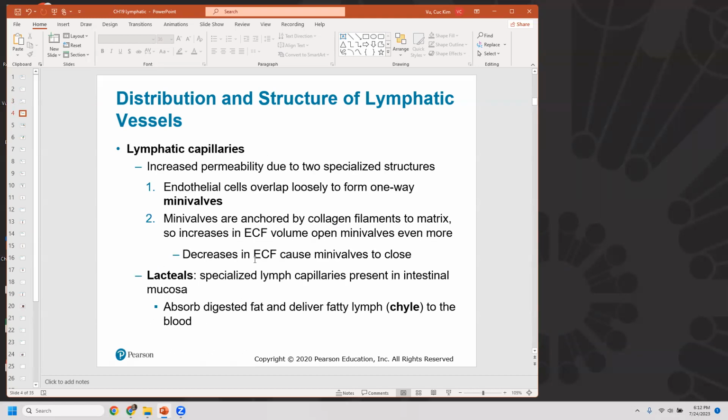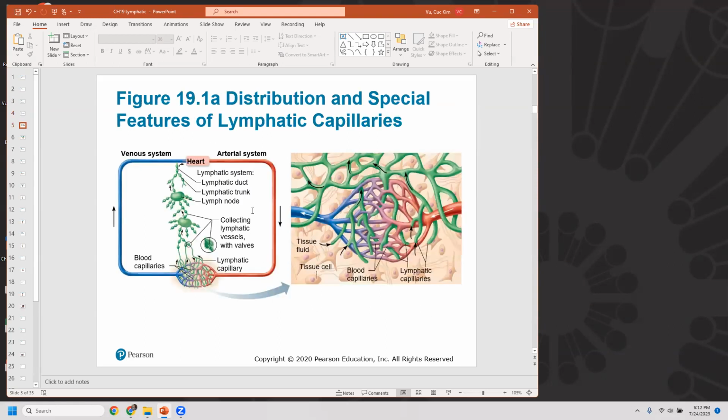Some other differences: the reason that the lymphatic capillaries are more permeable than the blood capillaries is that the endothelial cells that form the lymphatic capillaries, instead of linking to each other and forming junctions, actually overlap with each other. Because they overlap, they form what are called mini valves. And it looks really cool, so I'm going to show you a picture of that.